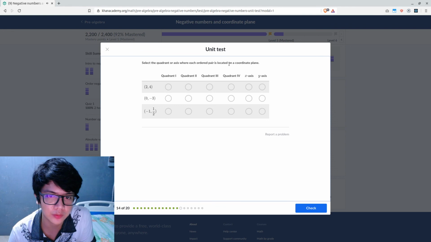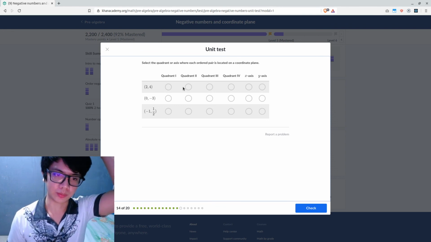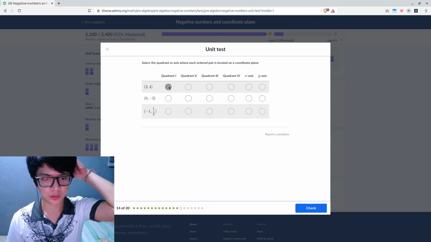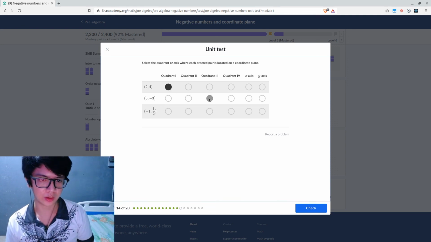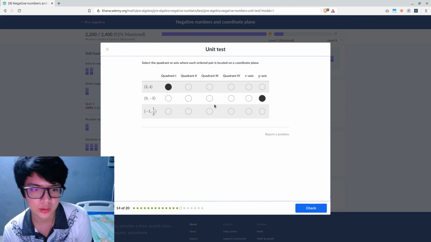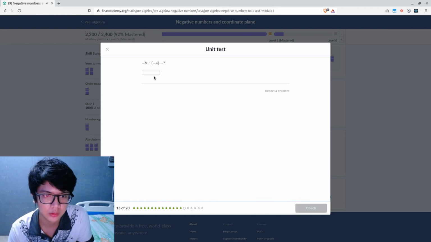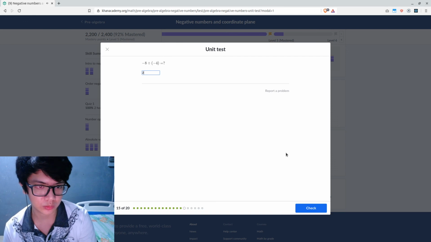Select the quadrant of each ordered pair for each coordinate plane. Okay, 2, 4 is in first quadrant. It's gonna be third quadrant. Actually no, it's gonna be y-axis. -1 and then positive in second quadrant.